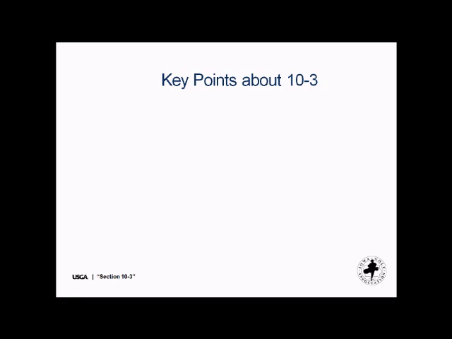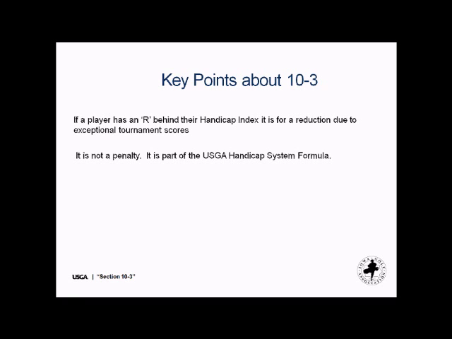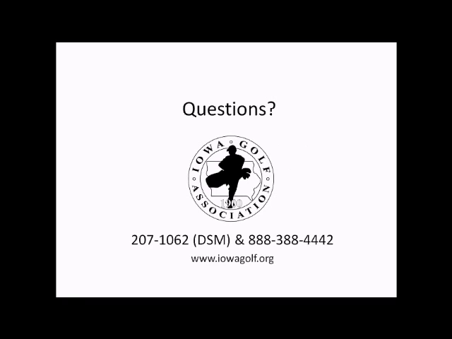A few key points about 10-3. If a player has an R behind their handicap index, it is for a reduction due to exceptional tournament scores. It is not a penalty. It is part of the USGA handicap system formula. A handicap index is not an average. We saw that in section 10-2 when the golfer's 10 worst differentials are thrown out in the formula. We're only looking at the golfer's best differentials. With that in mind, we know that a handicap index is a measure of a golfer's potential. If you have any questions about the USGA handicap formula, please feel free to contact the Iowa Golf Association.